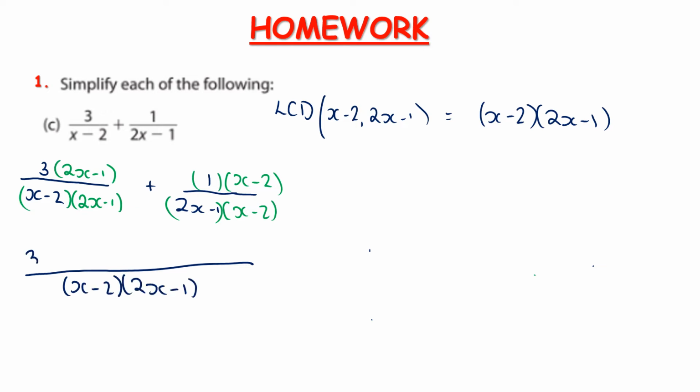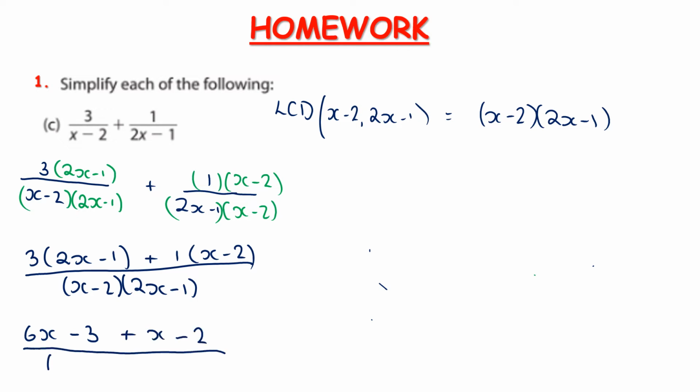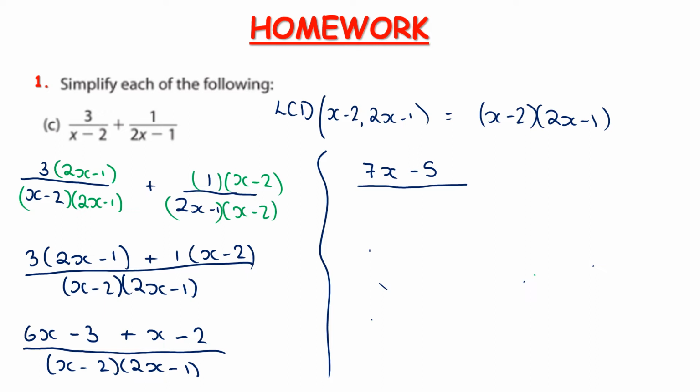The top line is 3 times (2x minus 1) plus 1 times (x minus 2). I'm now going to clean up my numerator. So I have 6x minus 3 plus x minus 2, all over (x minus 2)(2x minus 1). Tidying that up even further, I get (7x minus 5) all over (x minus 2)(2x minus 1).